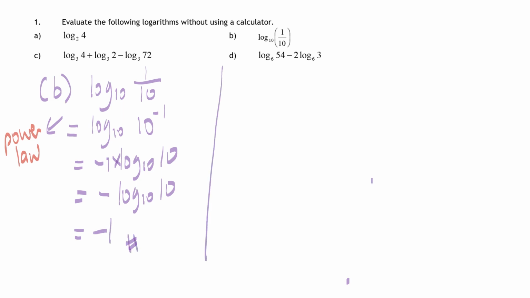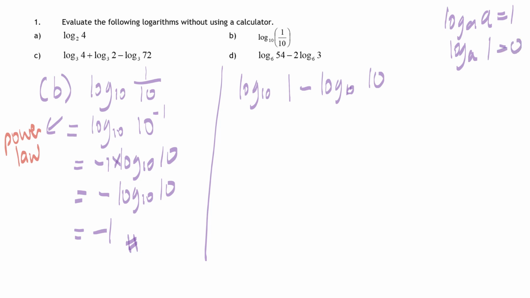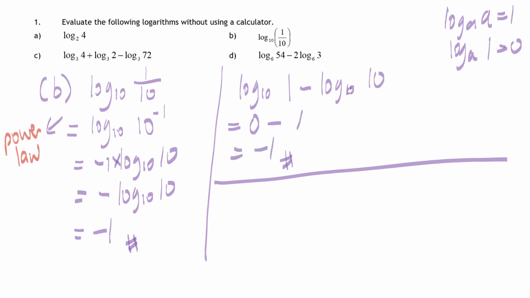Second way, of course, is we can apply your quotient law. That will give us log base 10 of 1 minus log base 10 of 10. We learned several things earlier on: log base a of a is 1, and log base a of 1 is 0. So log 1 base 10 will be 0, and log 10 base 10 is 1. So 0 minus 1 is negative 1. That is the second way. Of course, the third way, which some of you may want to use, is to change it to index notation.